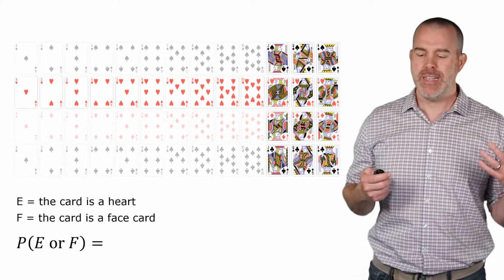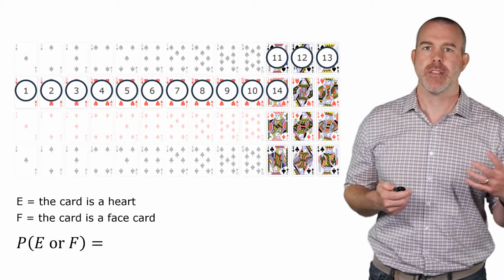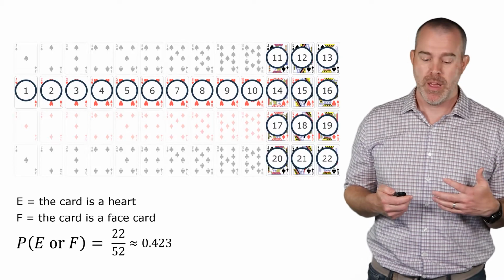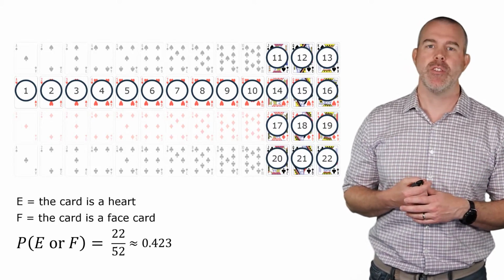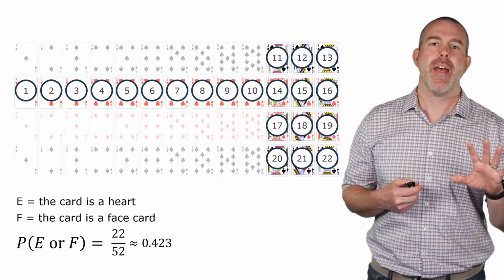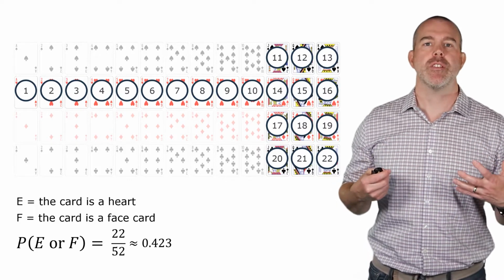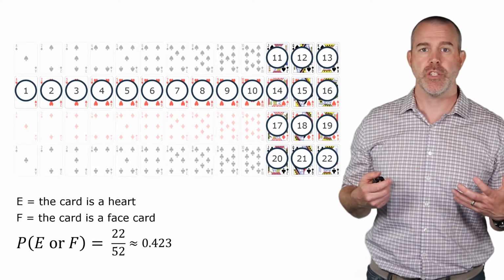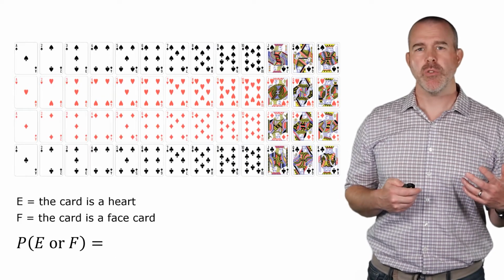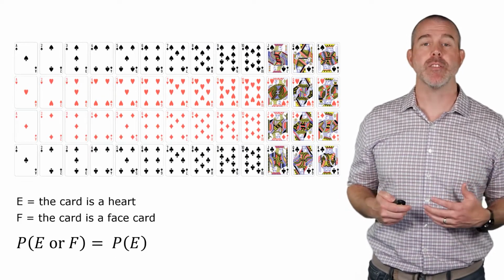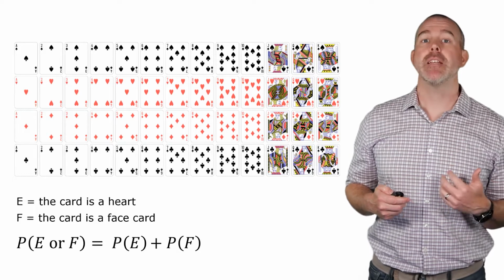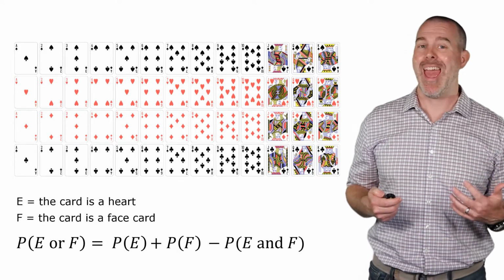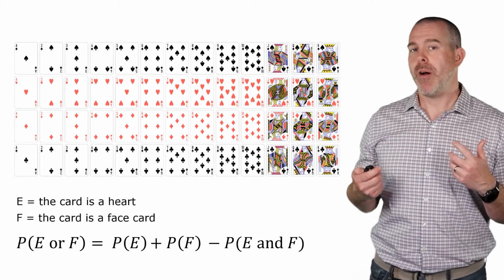Well, this one's easy enough. You could just count them, right? You just count them up and say, oh, it's 22 of them. So 22 out of 52, that's about 0.423. So that's fine. I just want to use this as a practice to illustrate this addition rule. If we want to do the addition rule, it'd be the probability of E plus the probability of F minus the probability of both E and F. Well, let's think about what those would be.